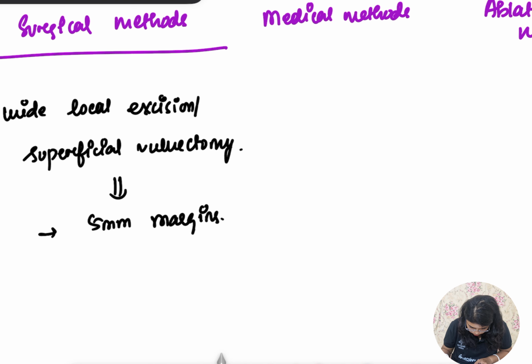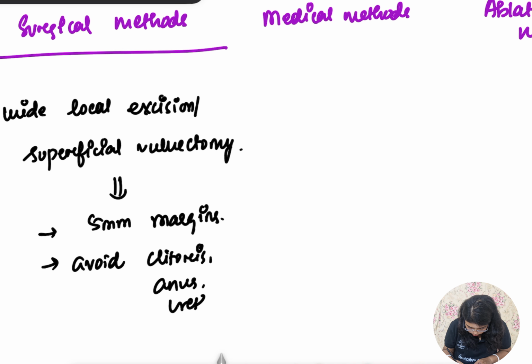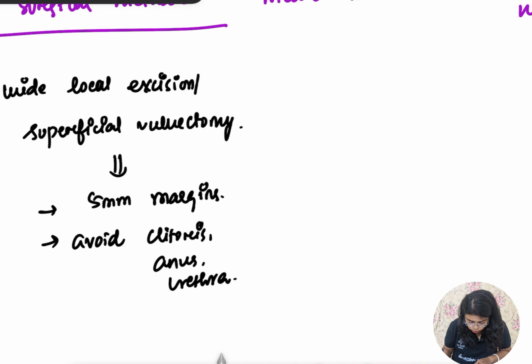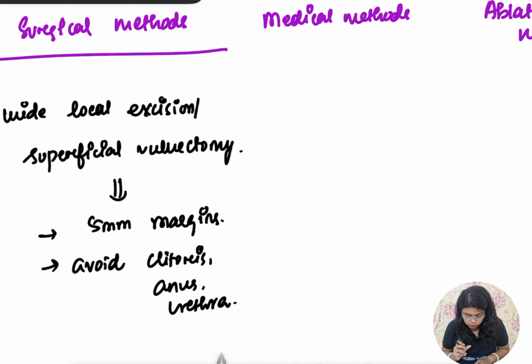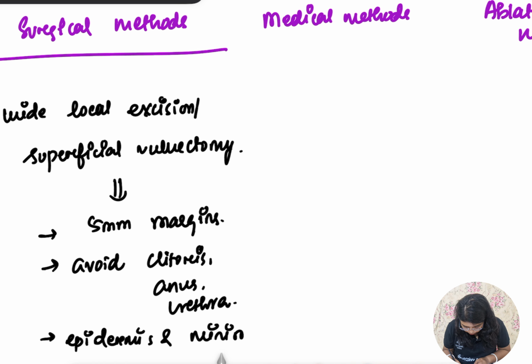and also we try to avoid taking the vital organs like clitoris, anus, urethra. We try to secure and not injure them and try to manipulate the margin so that all these structures can be saved and anatomy can be restored. And epidermis and minimal dermis are excised. Minimal dermis.